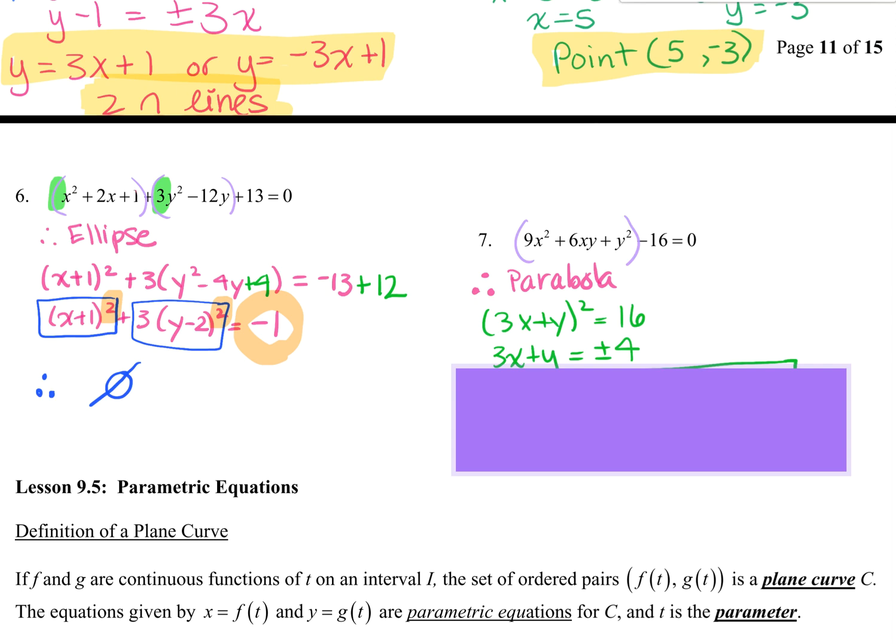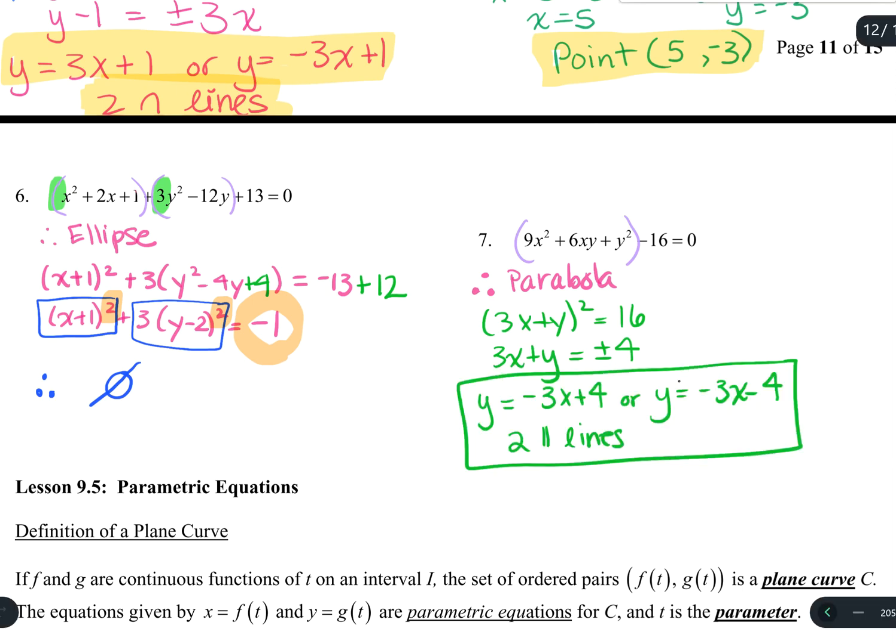Once I have that, I'm going to finish solving it for y. I take the square root on both sides, and I get 3x plus y equals plus or minus 4. Completely solving, I end up with these two lines that are parallel. We can see that they're parallel because they have the same slope. -3 is the slope of each, and they both have different y-intercepts. So we have a parabola that is two parallel lines, and we have our two equations to identify those lines.